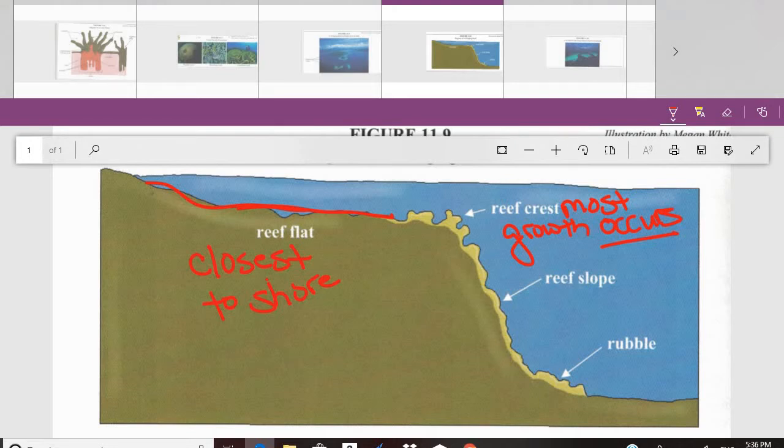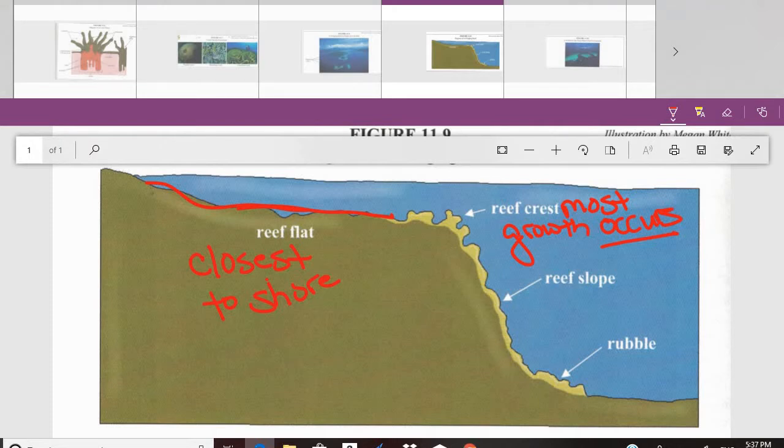Why? Well, there's plenty of light, there's plenty of plankton, and you're still getting some wave action that would help to clear away some of the soft sediment. Soft sediment can sometimes interfere with the growth of a reef, so the waves will clear away some of that soft sediment. So those characteristics help to make the reef crest the area where most of the growth of a fringing reef will take place.